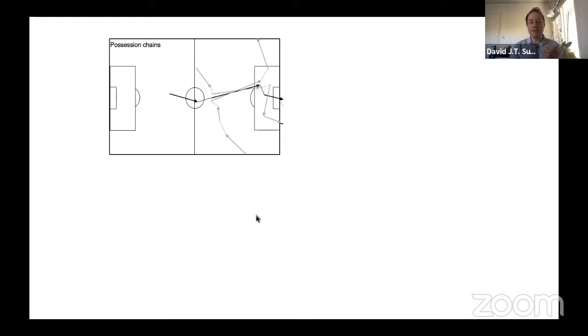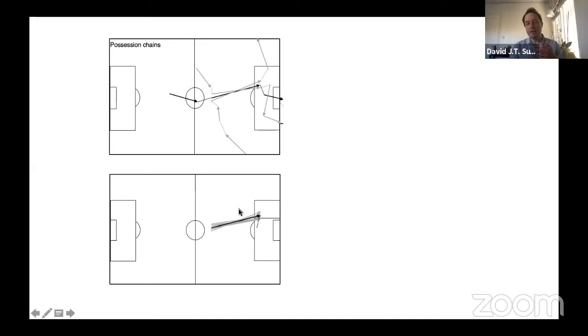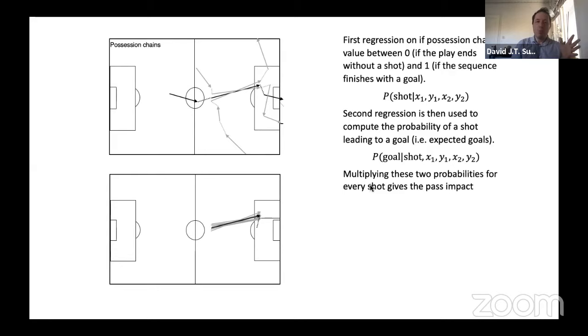Once we have all of the possession chains, we do the following. If we're interested in this pass, for example, the idea is we have a lot of similar passes, and we want to know how many of those passes led to a goal. It might happen that one out of 10 of this type of pass led to a goal. Then we would say that the value of that pass is one out of 10. Just to give an idea of how we do this technically, first we do a regression of whether a particular pass ends up in a shot. So this is the x1, y1, x2, y2 coordinates. You can think about these as the types of passes that have gone. These are all the similar passes here. So what's the probability you get a shot based on that? And we do a linear regression.